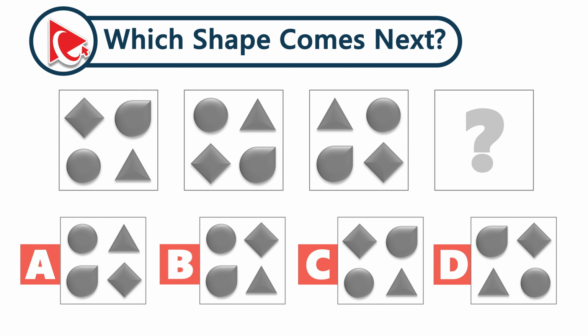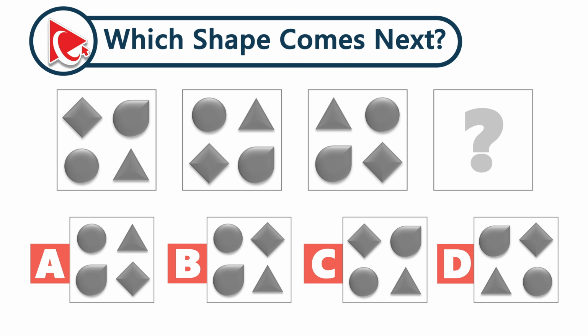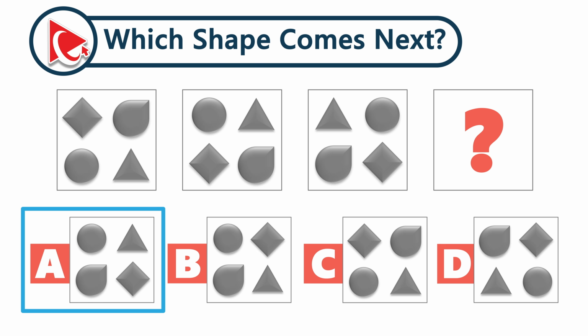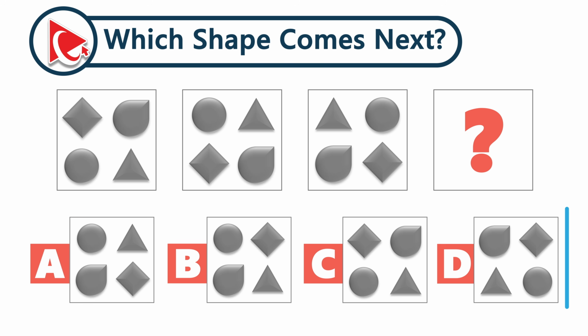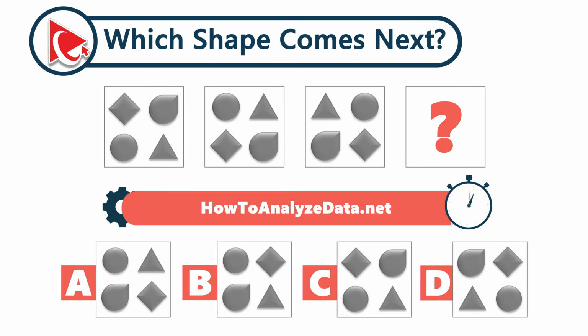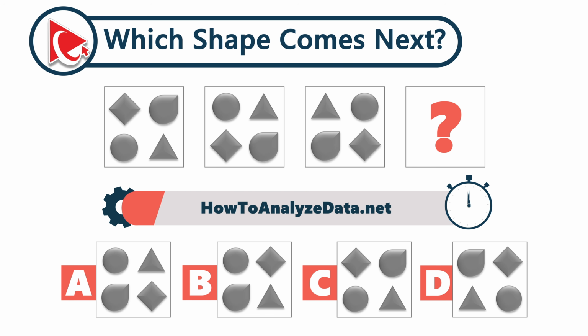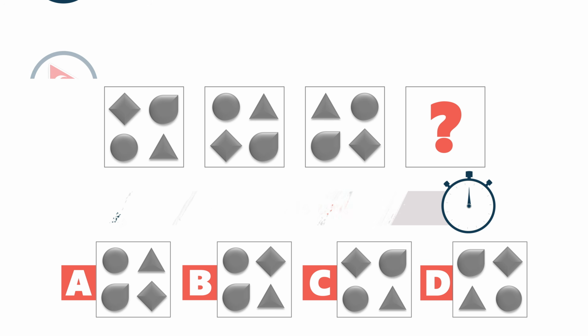You're presented with 3 squares. Each square contains diamond, leaf, pyramid, and circle. In each one of the 3 squares, they're organized in different order. Your goal is to determine the pattern and identify the 4th square out of 4 possible choices. Choices A, B, C, and D. Did you figure it out?